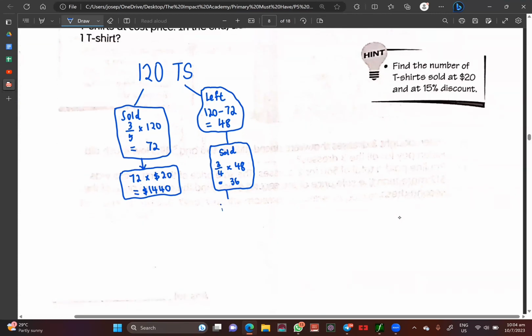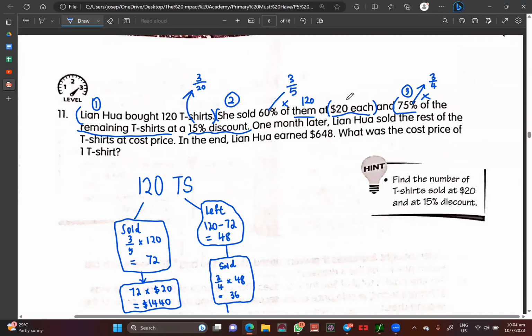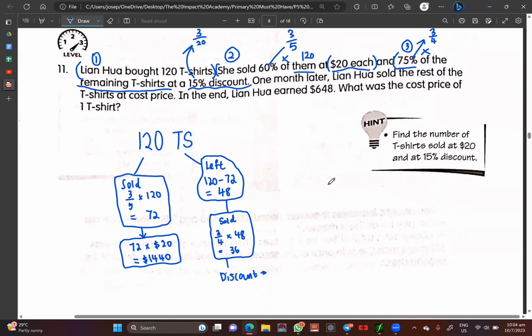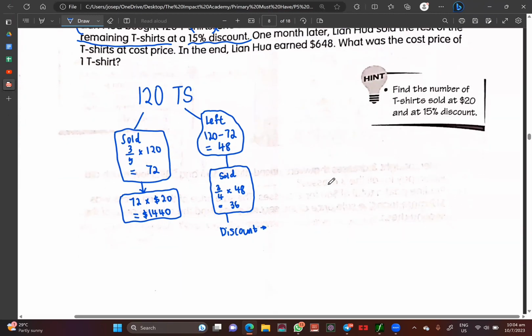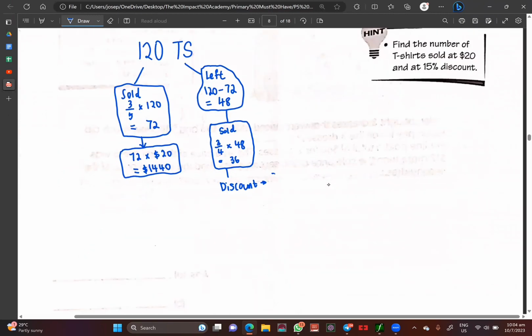So let's first find out what is our discount. At first it was sold at $20. Do you remember just now over here? In the first sentence it says that each t-shirt is sold at $20. But now the auntie decided, hey, I'm going to give everyone a discount. How much of a discount? She's giving 3 over 20 times $20. When you do 3 over 20 times $20, you get an answer of $3. What does that mean? It means that she is selling at $17 instead.